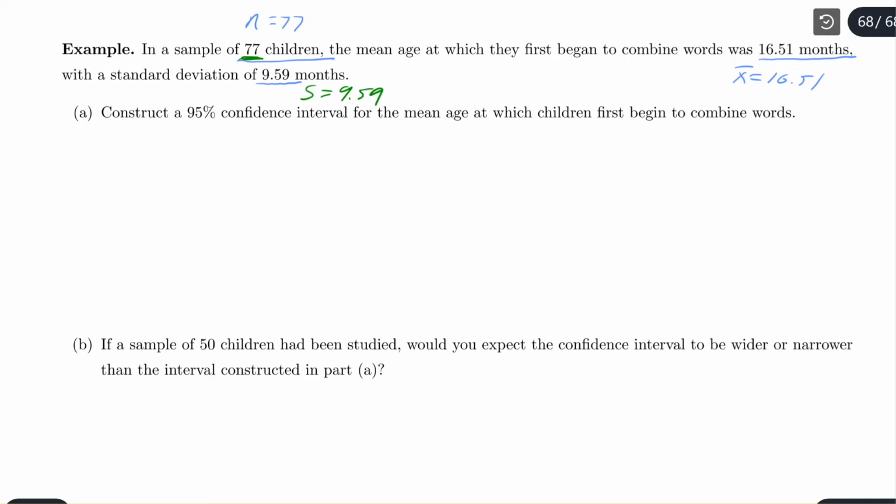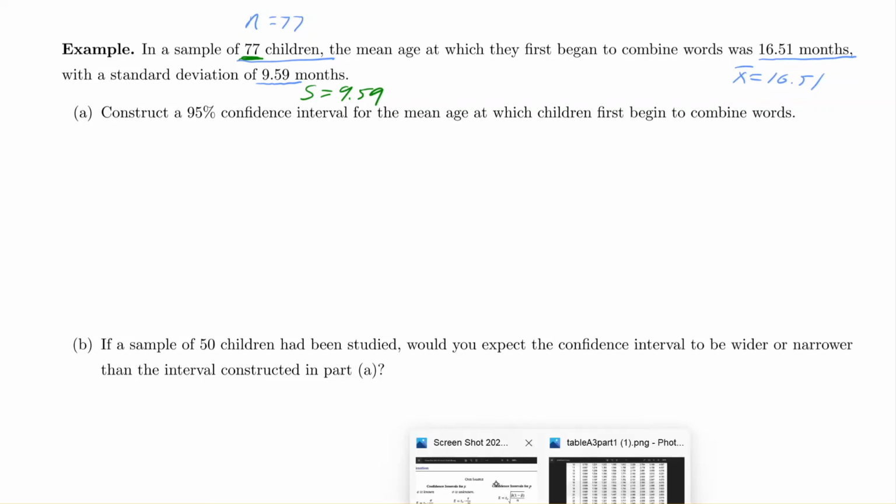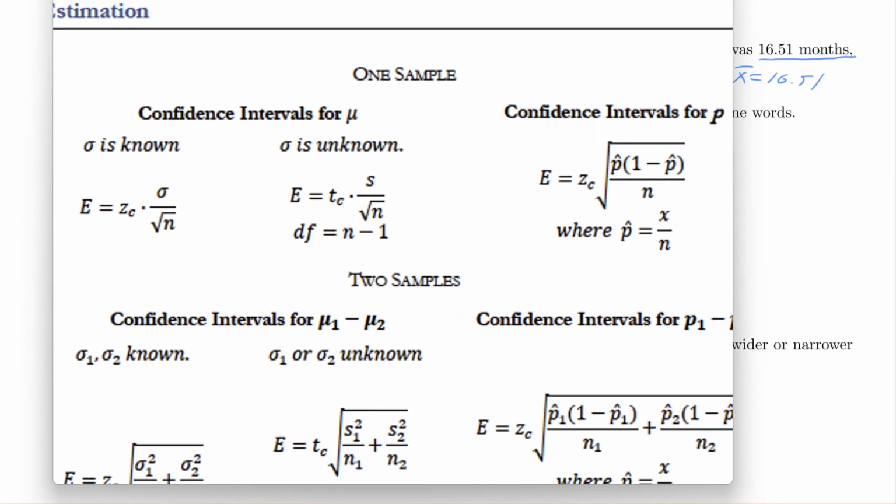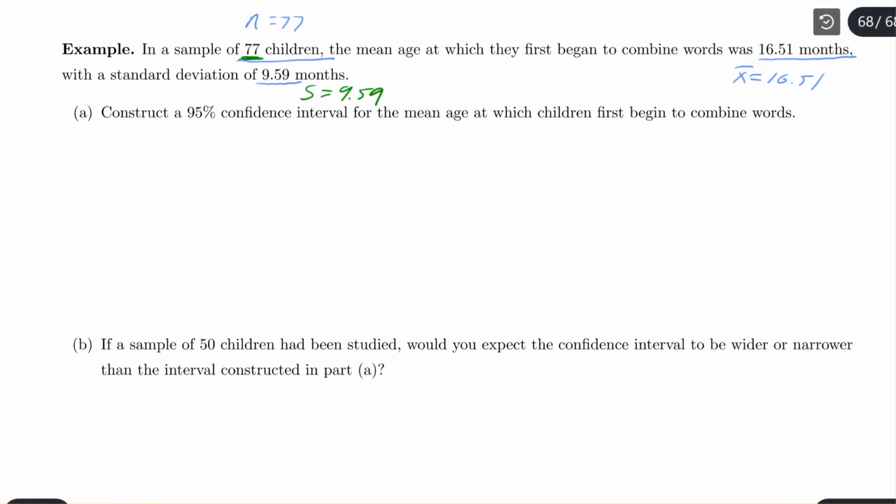So from reading this problem, we need to recognize that the population standard deviation is not given, it's unknown. It's very important when you read the problem to identify which formula to use. Here, we are trying to estimate the population mean, and the population standard deviation is unknown. So we have to use this formula. Construct a 95% confidence interval for the mean age at which children first begin to combine words.